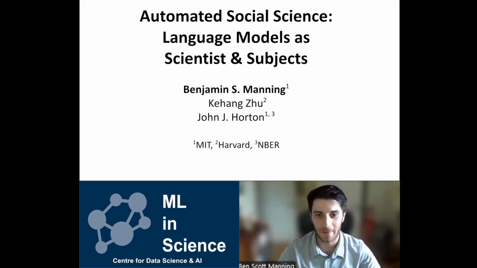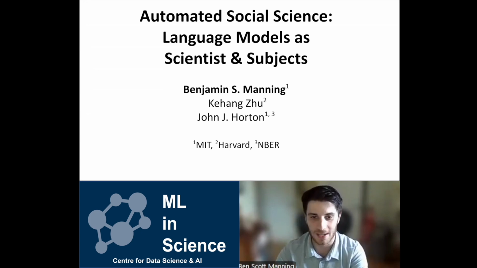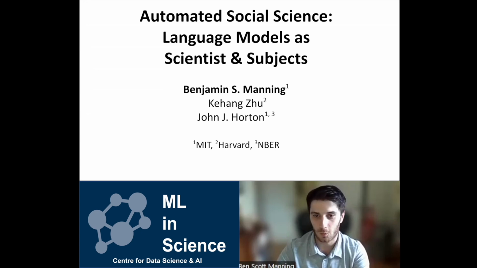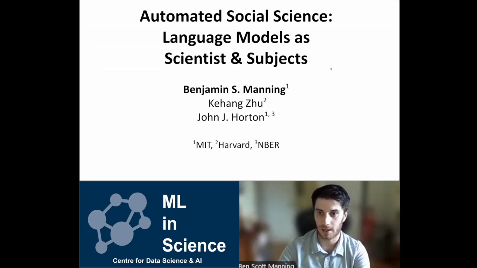So my name's Ben. I'm a third year PhD student at MIT in the IT group at Sloan. And today I'm going to be talking to you about some work I've been doing thinking about automation and the social scientific process. This is jointly done with Kei-Hong Zhu, who's a physicist at Harvard, absolutely brilliant, and John Horton, my advisor. He's an economist at MIT.